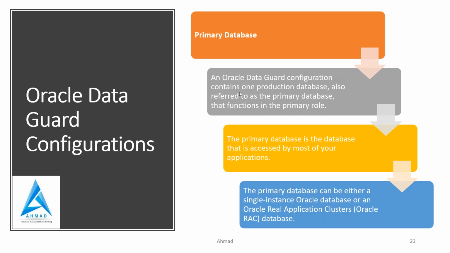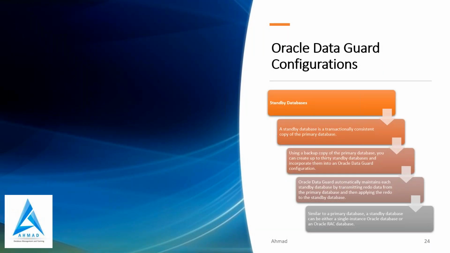So in primary database, Oracle is referred to as behaving in a primary role, and the primary database is the database that is accessed by most of your applications. A primary database can be a single instance or can be a RAC, so it depends. You can provide Data Guard with RAC for more high availability, more protection, and more scalability to your database or to your client. Okay, and in Oracle Data Guard configurations, another component is standby.